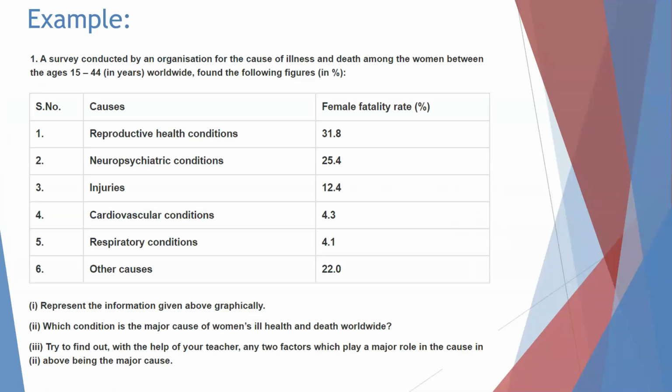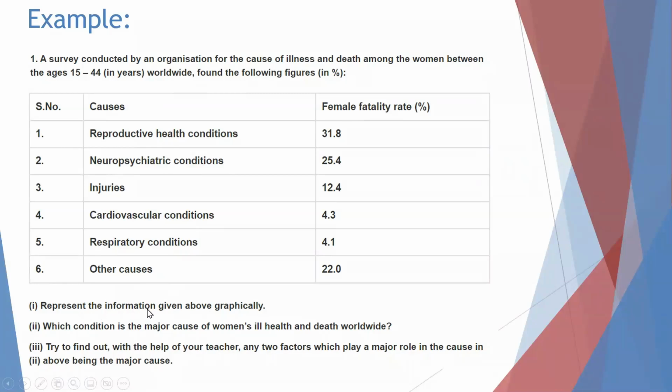A survey conducted by an organization for the cause of illness and death among women between ages 15 to 44 worldwide are found in the following figures. If you observe this table over here, you can see the causes are given along with the female fatality rate, showing how many women have either died or become ill due to these sicknesses. After that, we have three sub-questions which we need to solve.